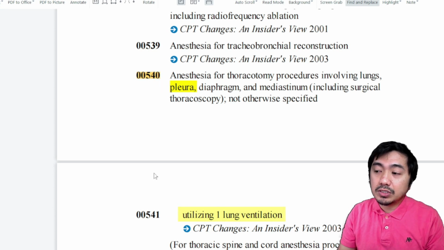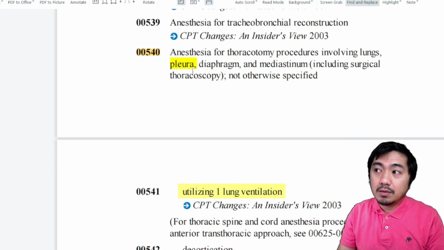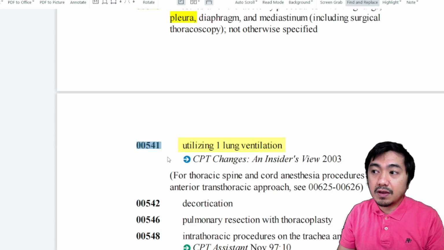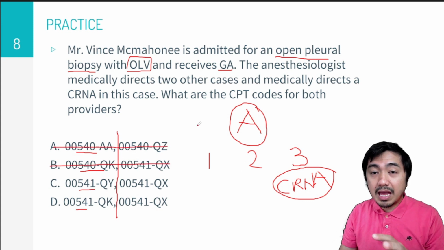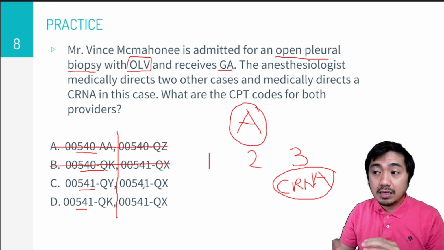So in that case, we'll be choosing 00541 because this is a thoracotomy procedure involving the pleura. It's an open pleural biopsy, but the doctor utilized one lung ventilation. So we will choose 00541 here. We will eliminate A. We'll also eliminate B. But since you will be having the same code for both the anesthesiologist and the CRNA, the modifiers will only matter here for each of the providers.